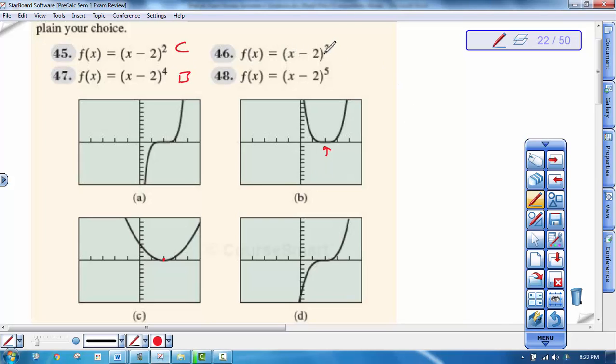The next one then, the cubic, we have two choices for cubic, or I'm sorry, we have two odd functions here. And one of them you'll see is a little flatter right here, so that'd be the 5th degree one. So this would be A, and this would be B.